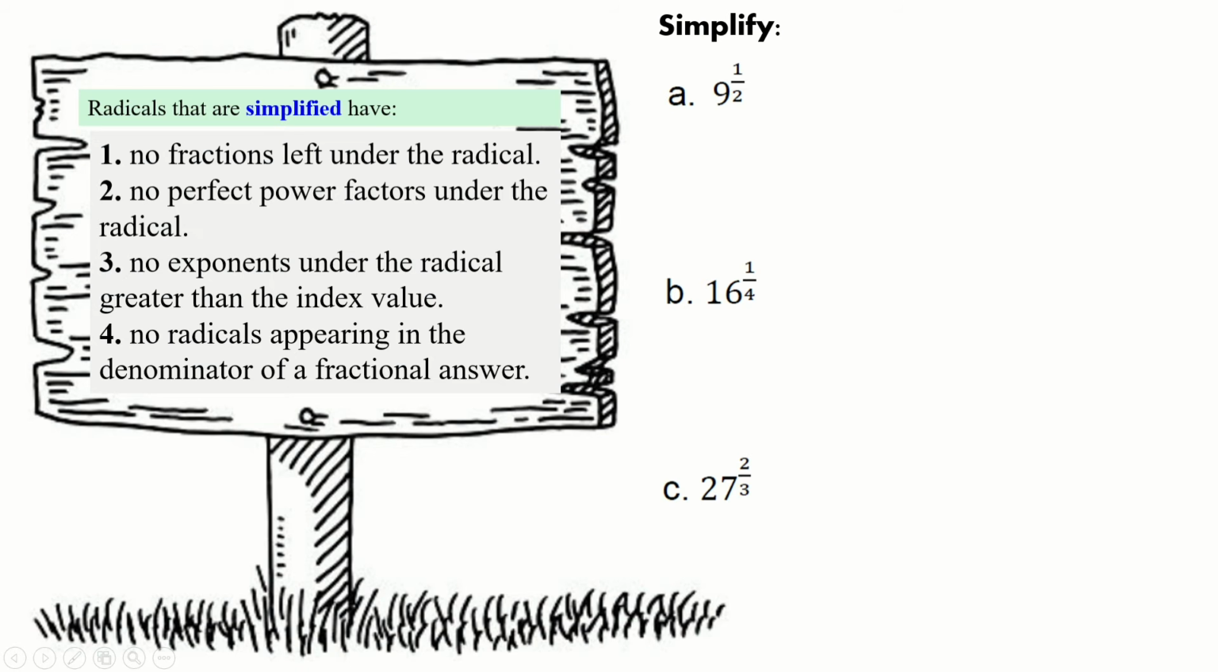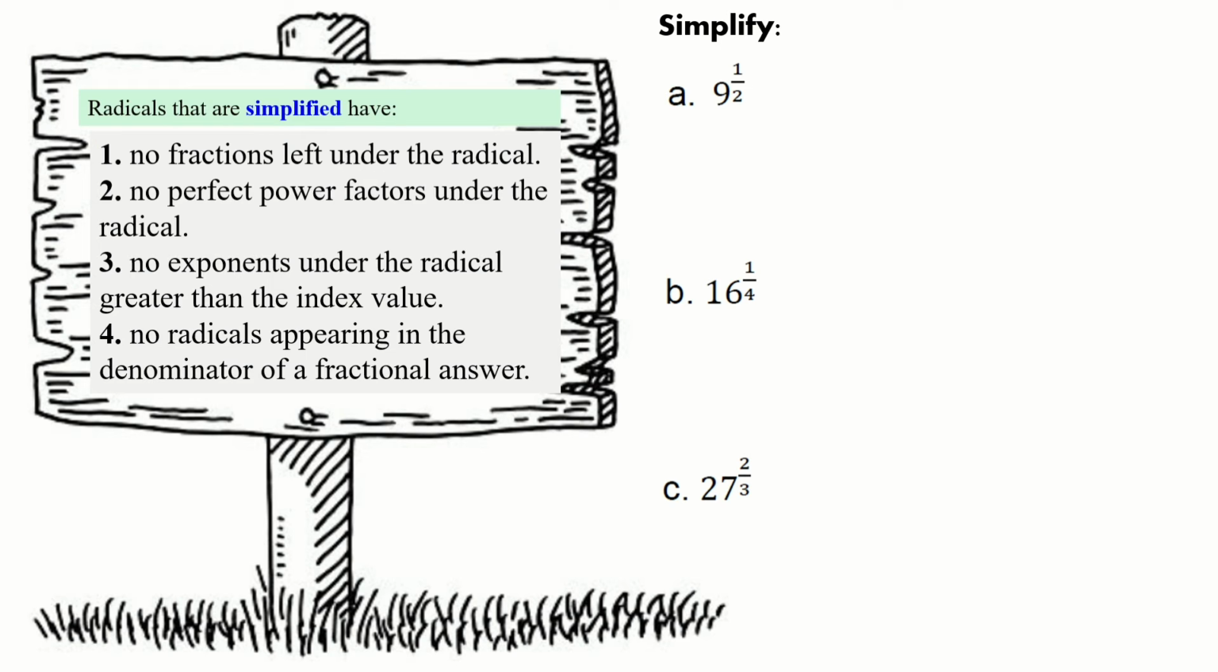Let's go. Okay, radicals are said to be in simplified form if number 1, no fractions left under the radicals. Number 2, no perfect power factors under the radicals. Number 3, no exponents under the radical greater than the index value. And number 4, no radicals appearing in the denominator of a fractional answer.